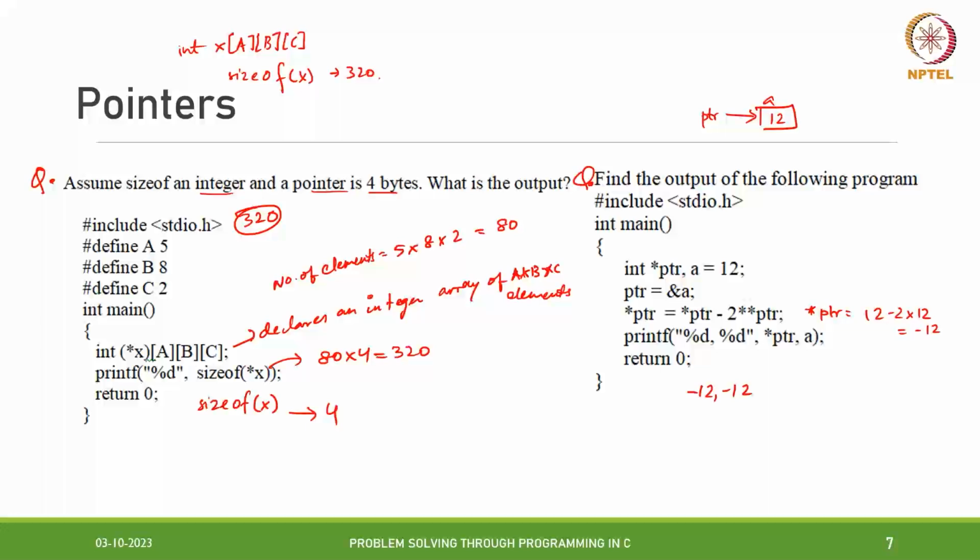But any changes you make to the value this pointer is pointing at will also change, because it is the same address that A has. So this pointer PTR is pointing to the address of A. Any changes you make to the value pointed by PTR will change the value stored at this address. So this value will become minus 12 instead. So this will go from 12 to minus 12. So the A value will itself also change when you are doing this operation. So the answer will be minus 12 comma minus 12.